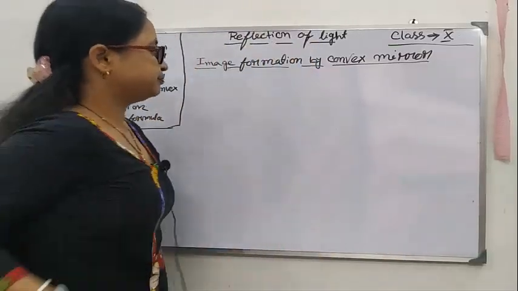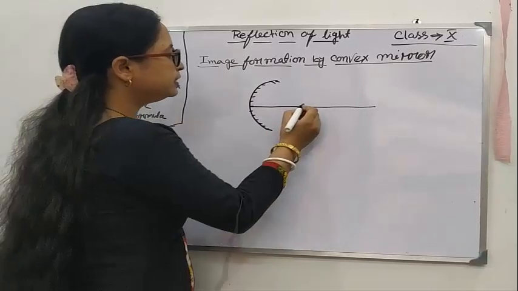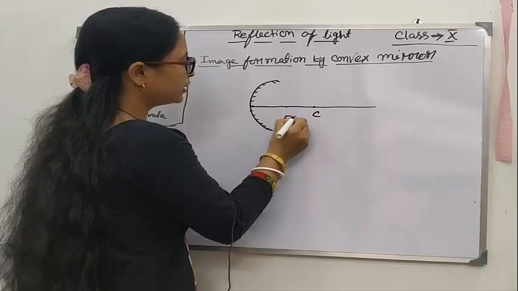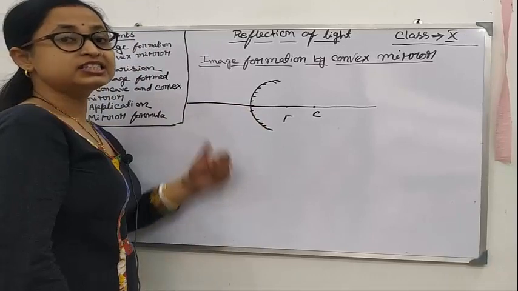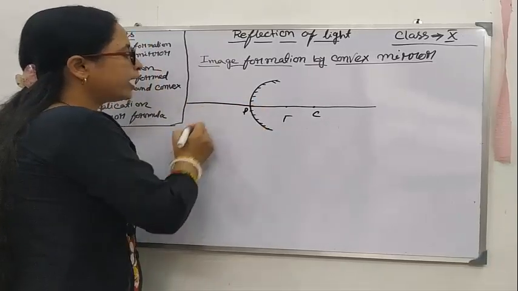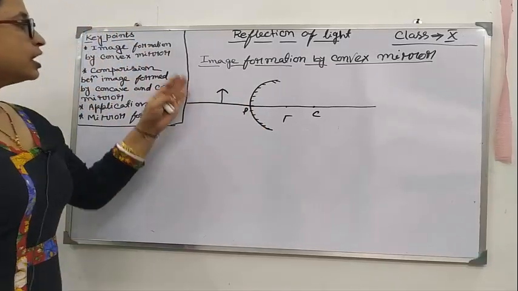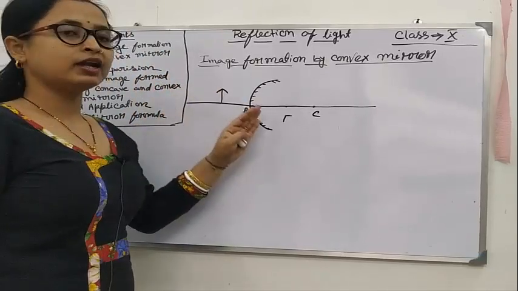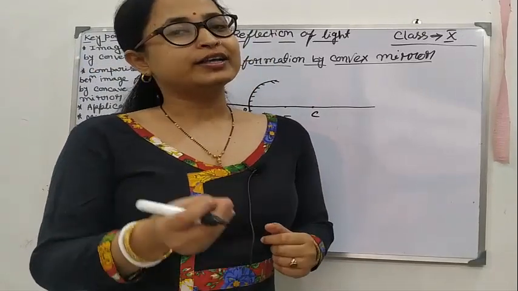Let us learn. This is our convex mirror. So this is the center of curvature. This is the focal point. Now if the object is placed in between, this is our pole, in between pole and infinity. Suppose I have placed the object here. That means the position of the object is in between infinity and pole. Then what will be the nature and position of the image?